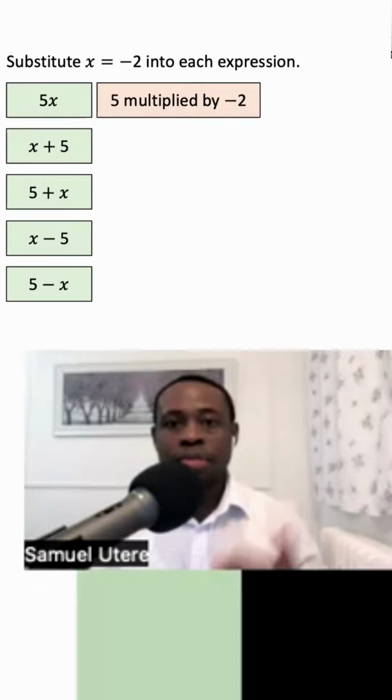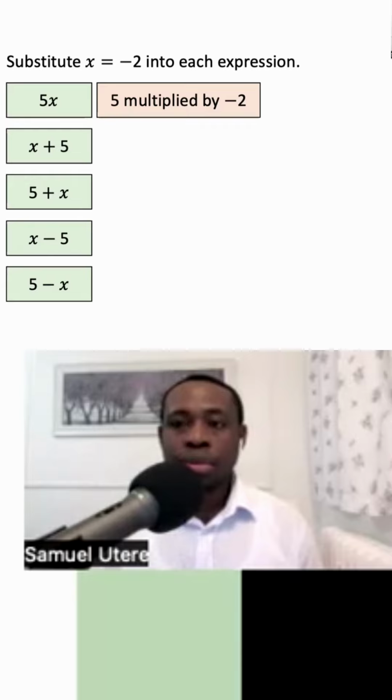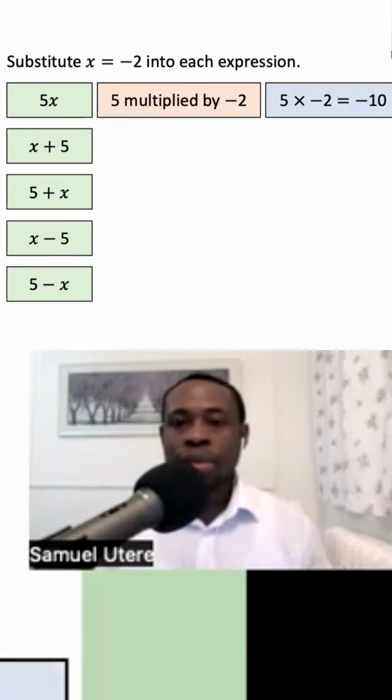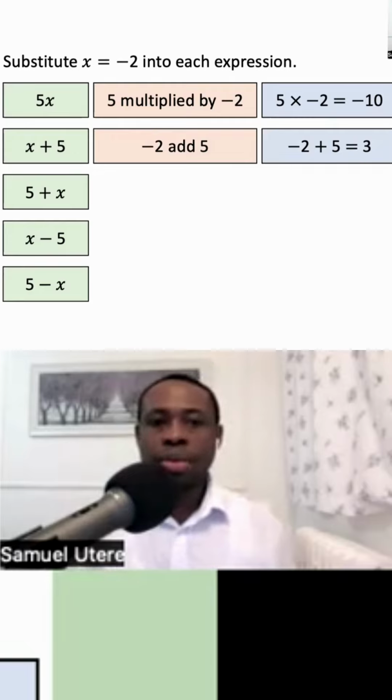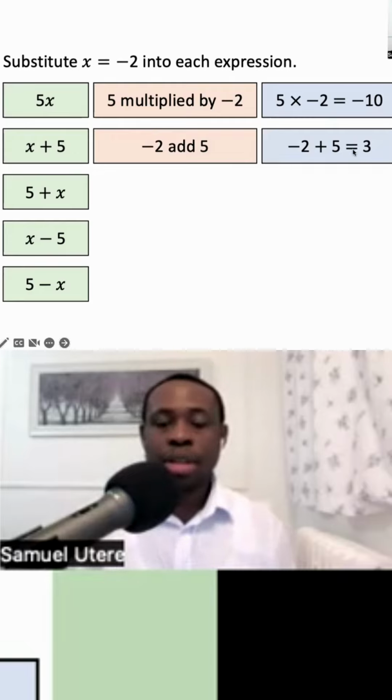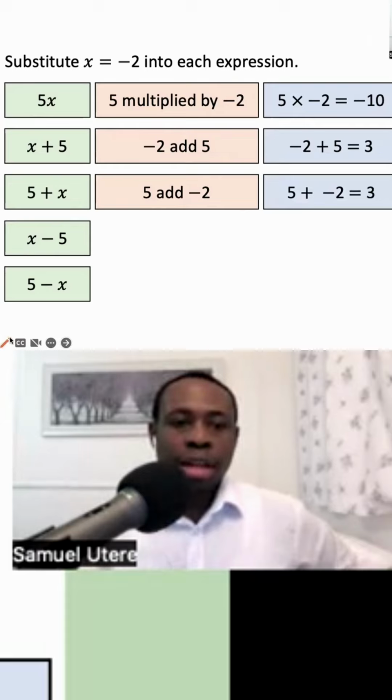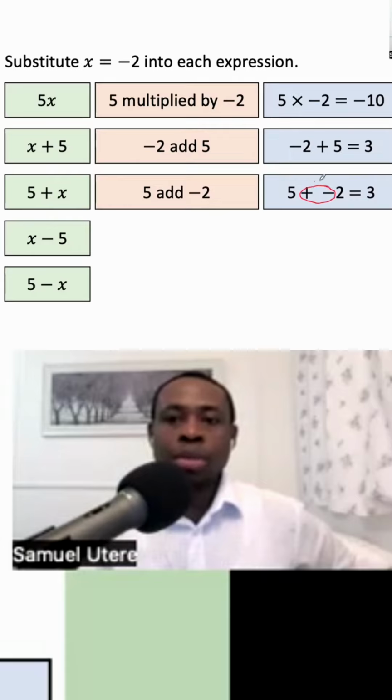So this means 5 multiplied by negative 2, because we have substituted negative 2 for x. That will give us negative 10. I'm sure you remember how signs work. So we have positive 5 multiplied by negative 2, negative 2 plus 5, and that will be 3. And do not forget that these two signs, I always say, you should see their relationships. These two signs will become negative.